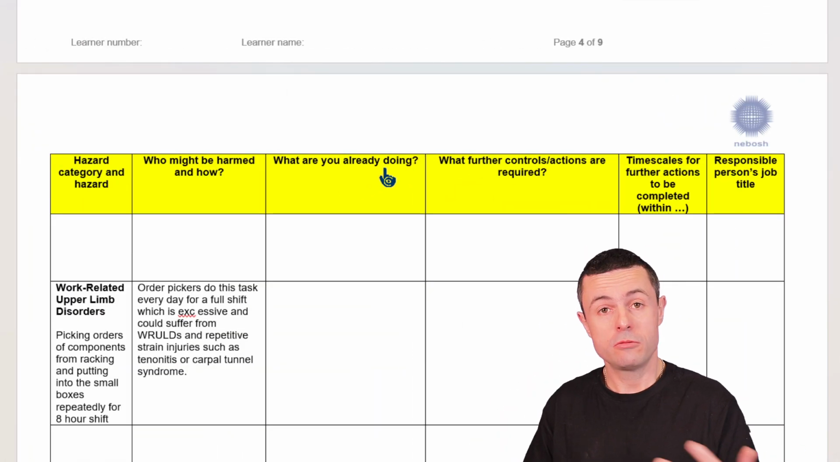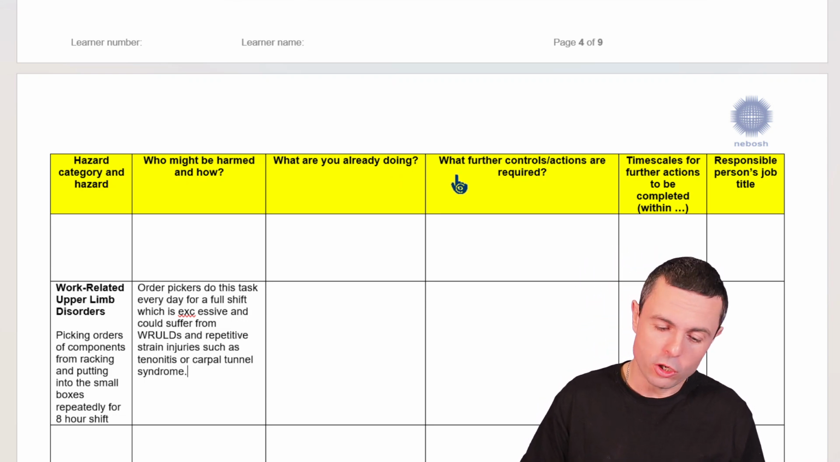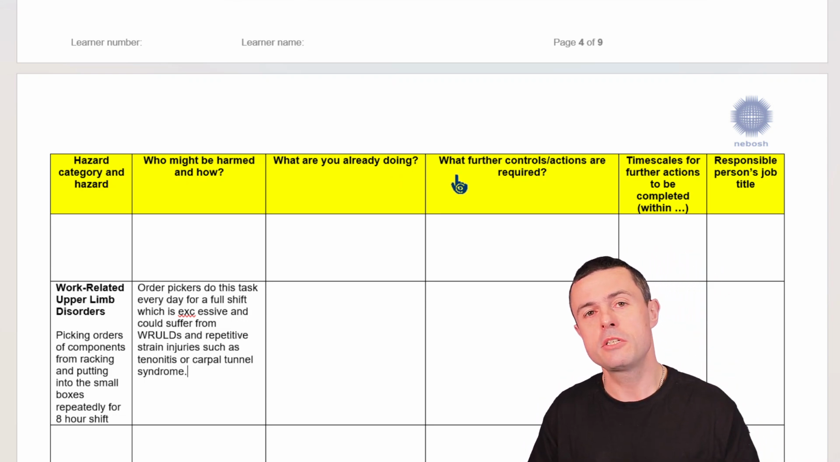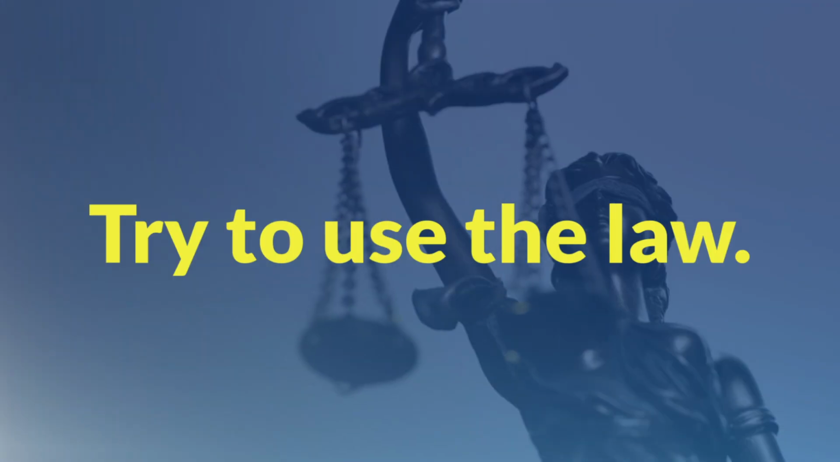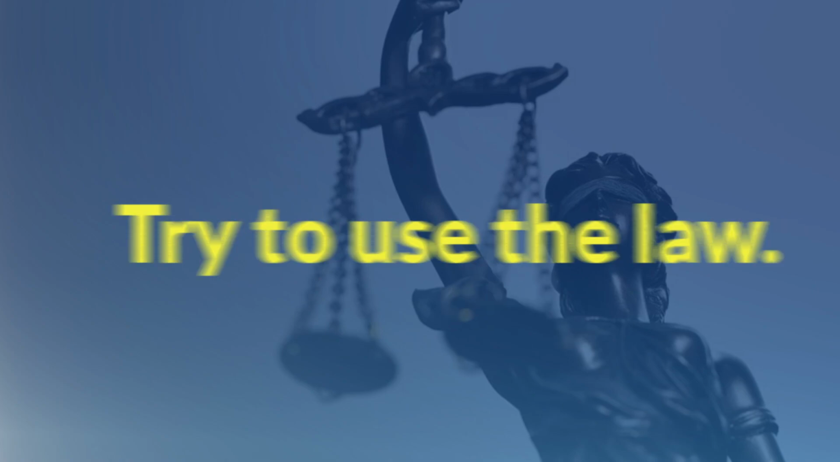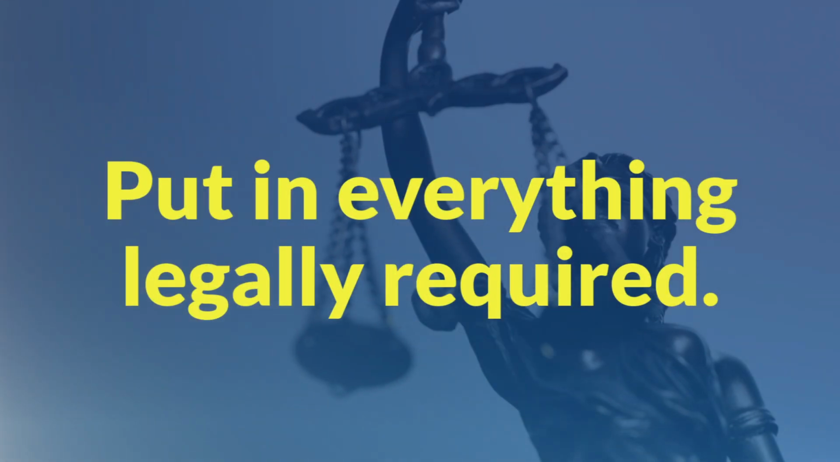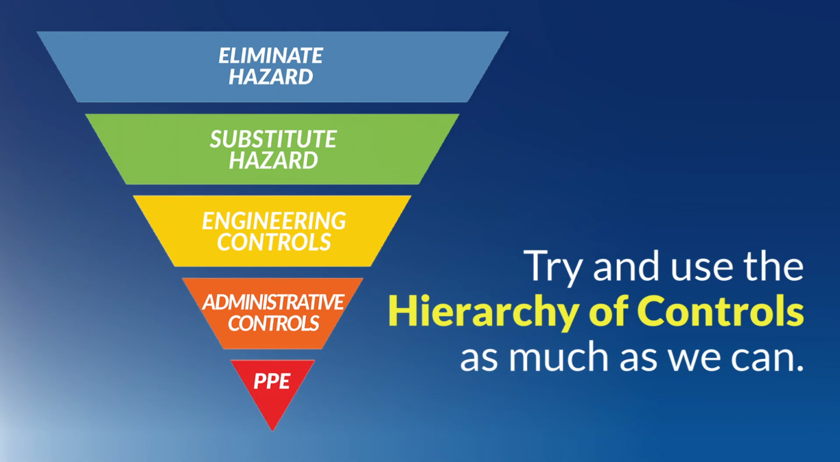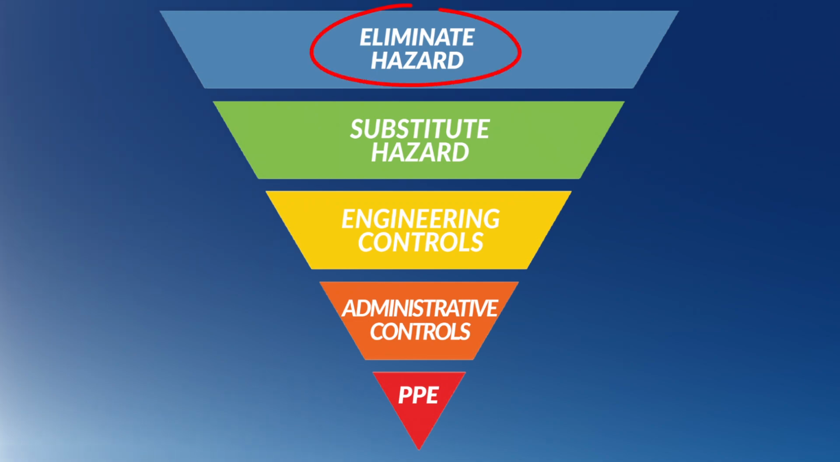Next, you need to fill in the what are you already doing and what more do you need to do columns. And for that, we do need to try to use the law if there is a law which applies. So we have to put in everything legally required. And we also need to try to use the hierarchy of control as much as we can. Don't just train people. Don't just give them breaks. Too easy. Try to do something better than that. So I would refer you back to your course materials, which give you loads of examples of how you fix these issues by changing the workstation design, changing the equipment, and to hopefully engineer the hazard out.